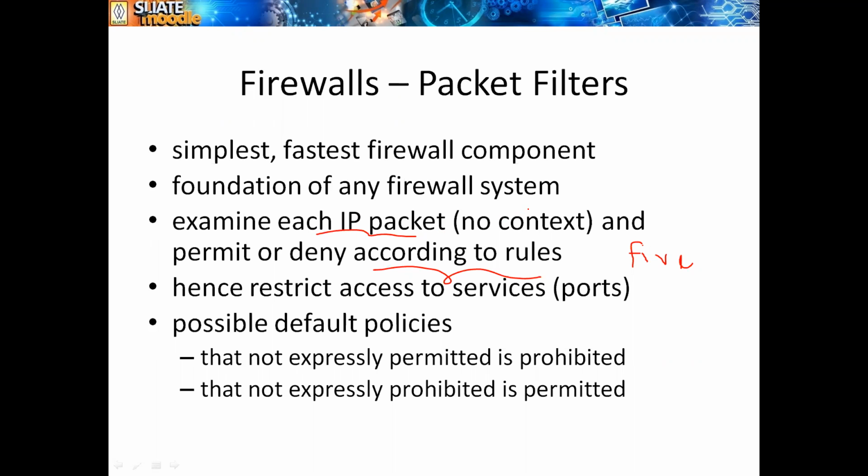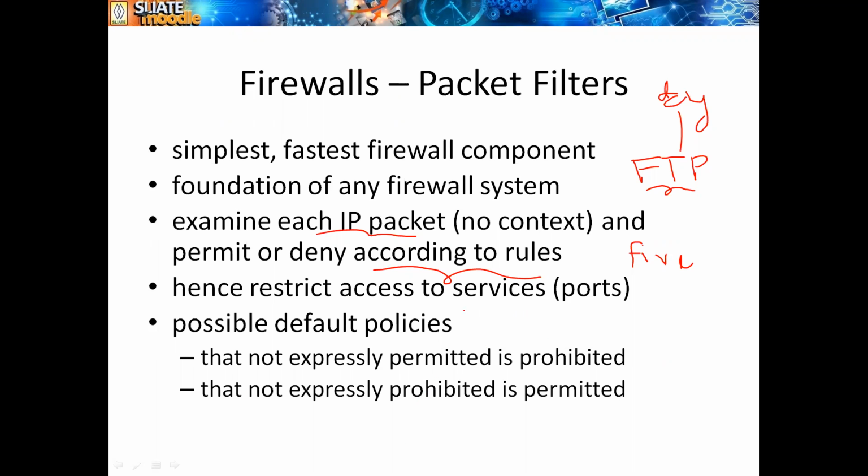For example, if we need to block the FTP server, we can block FTP packets. We can give a deny rule for FTP packets. After that, if somebody tries to access the FTP server, the firewall blocks it. Hence, it restricts access to the service port.